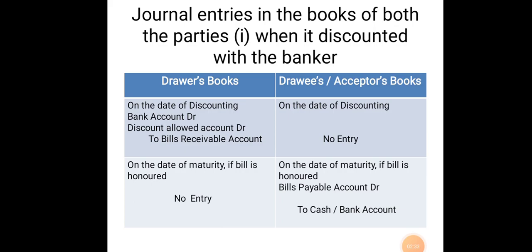When the bill is discounted with the banker, the journal entries in both the parties will be like this. In drawer's book, on the date of discounting, the entry will be bank account debtor, discount account debtor to bills receivable account. There won't be any entry in the drawee's book. And on the date of maturity, if the bill is honored, there won't be any entry in drawer's book. And in drawee's book, the entry will be bills payable account debtor to cash or bank account.